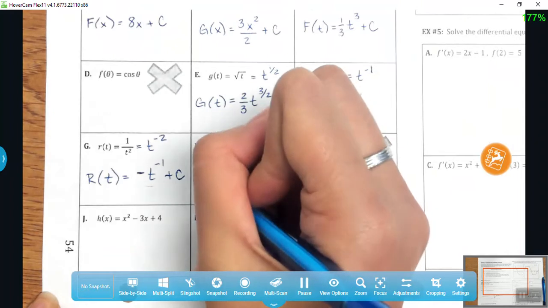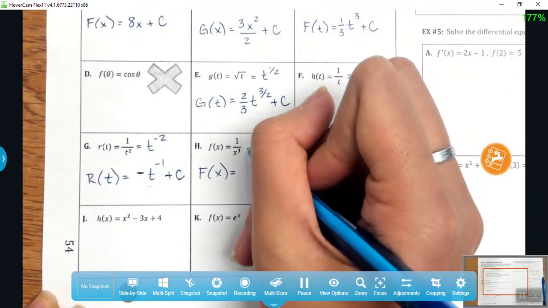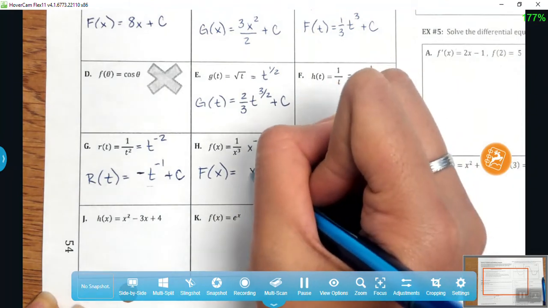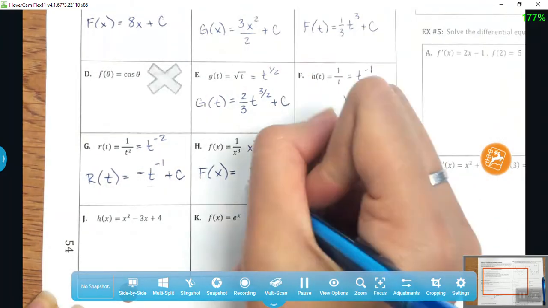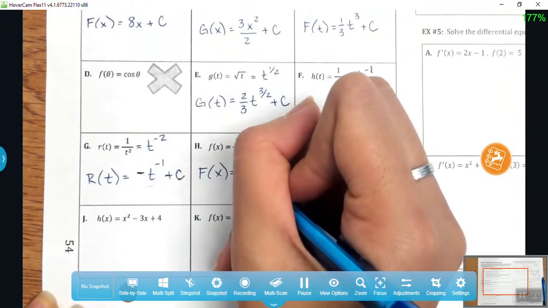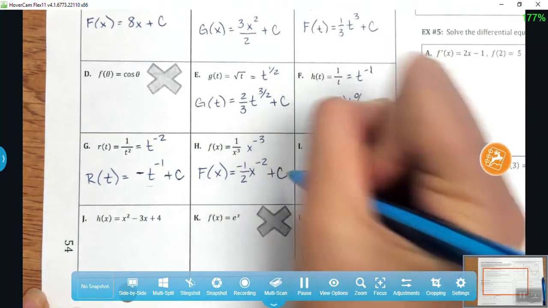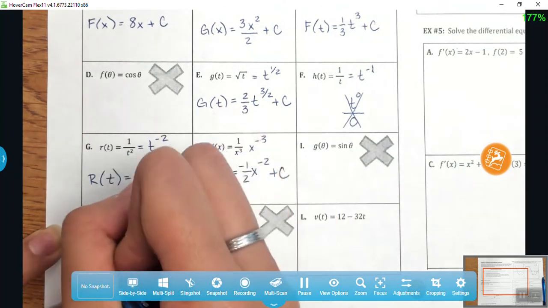H capital F of x equals -2 x to the -2 divided by -2, or you can say -1/2 in front if you want, plus c. Okay? All right, do J and I and see if you get the same answers as me.